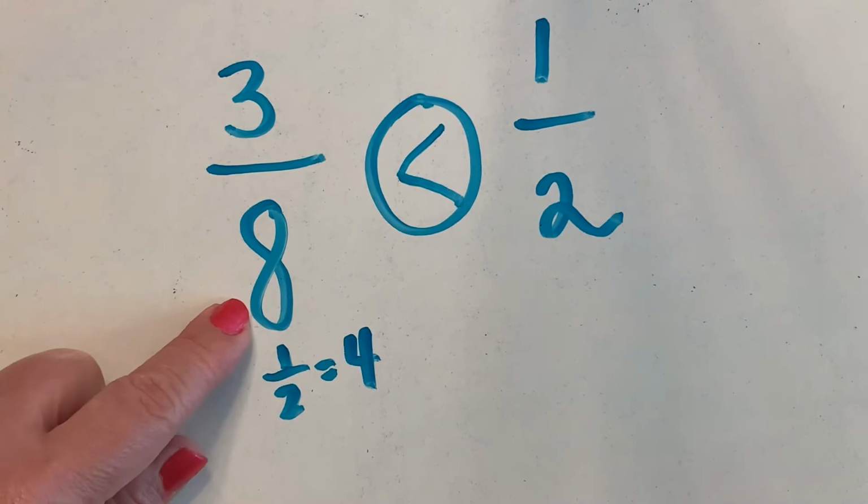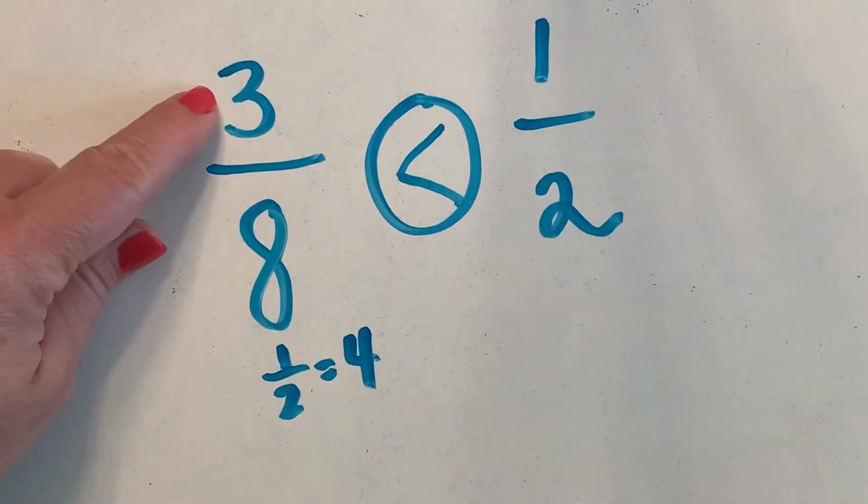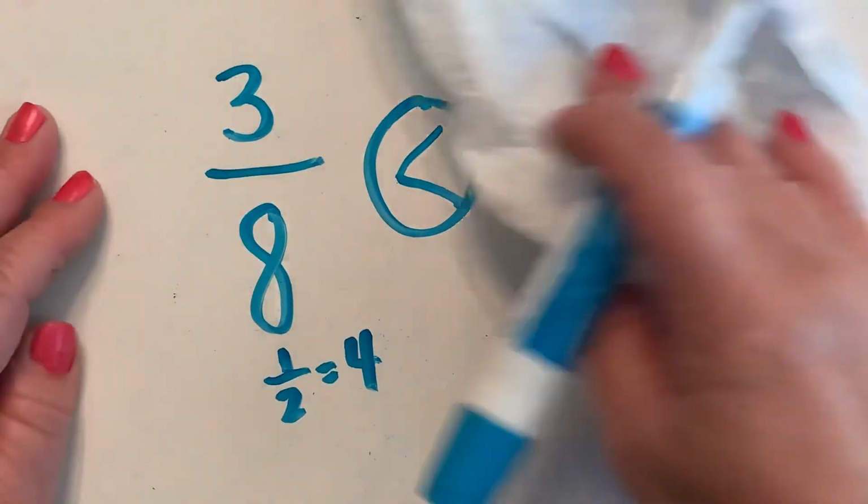So you find your denominator. You find its half. If this number is less than that number, it's less than. If this number, your numerator, is greater than that number, it is greater than. We will practice some more on that.